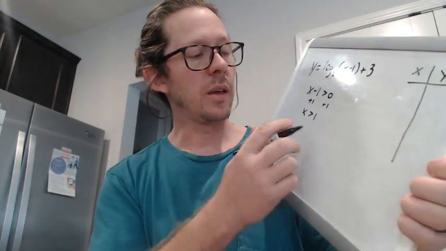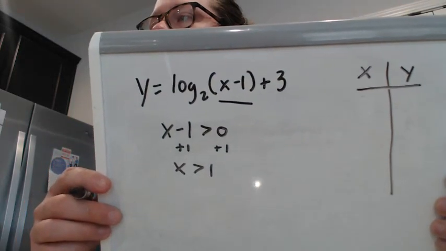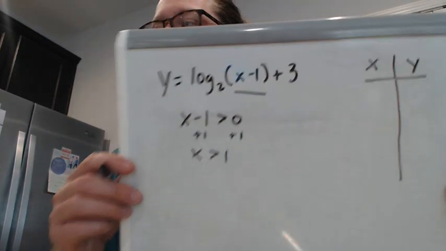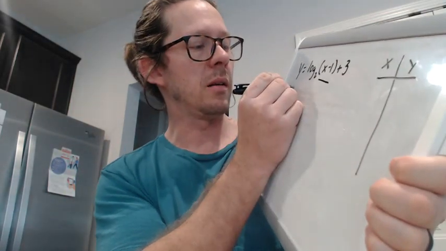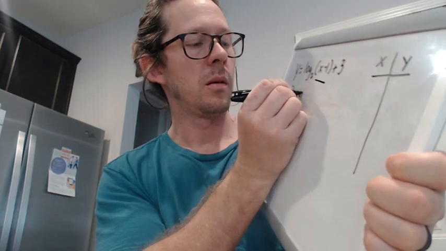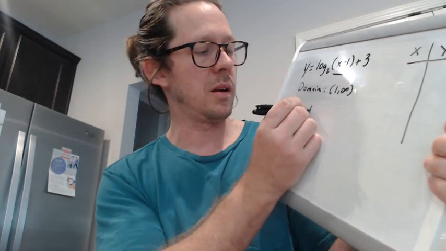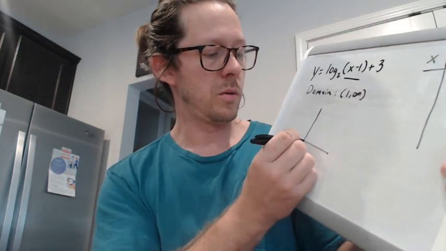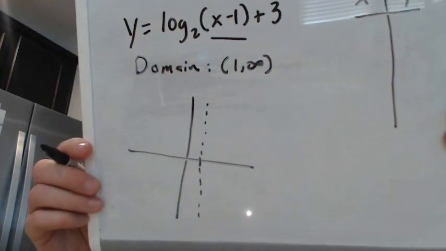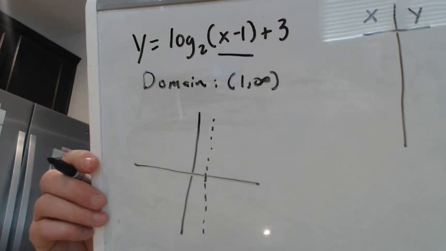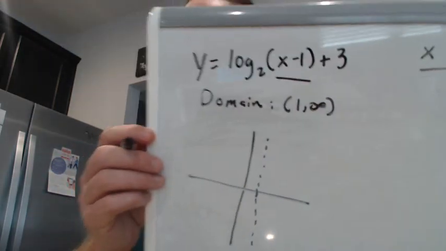Now, not only is that your domain, but that'll kind of be your asymptote as well. So what I'm going to do real quick is take a minute, and since I know the domain here is basically from 1 to infinity, here's what I know: that the asymptote is going to be at 1, basically x equals 1. So I'm going to go ahead and draw that.